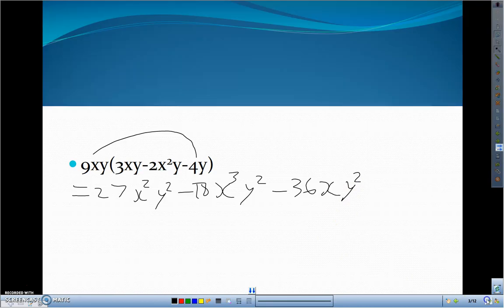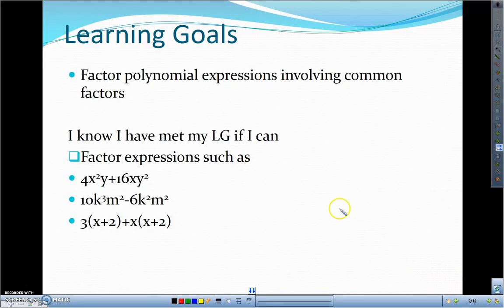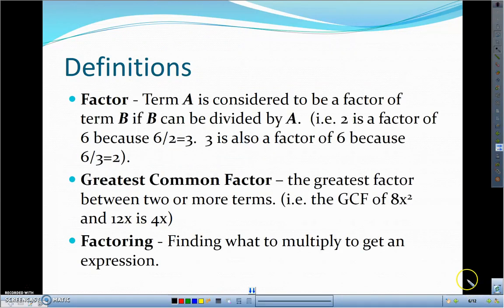Moving on. So let's take a look at our common factoring today. Our goals of this is to factor polynomial expressions involving common factors. I know I've met my learning goals if I can factor expressions like these below. And for the most part, you can see that there will be common factors that are monomials, but down here, there's actually an x plus 2 and x plus 2. You can also factor out things which are not just monomials, not just one term, but binomials, trinomials, and more.